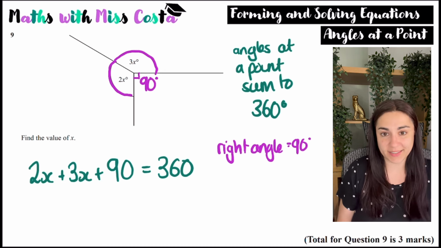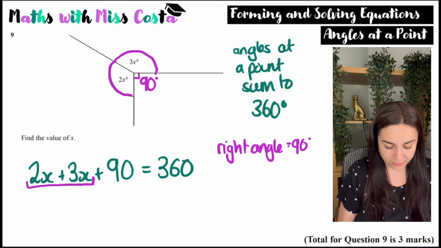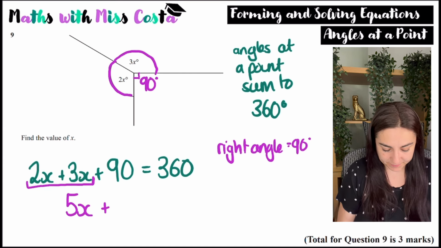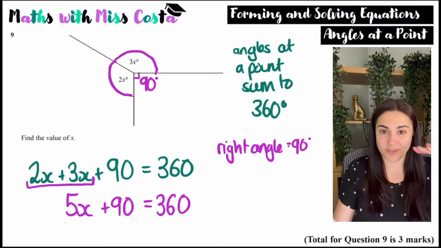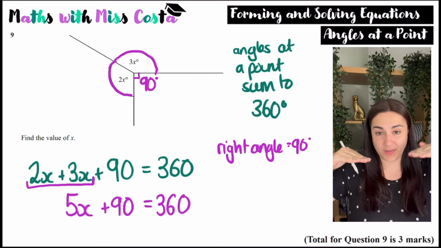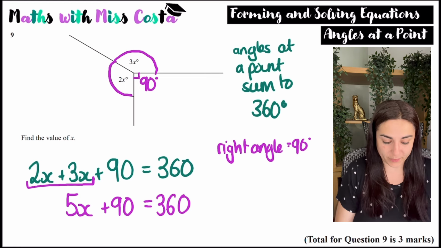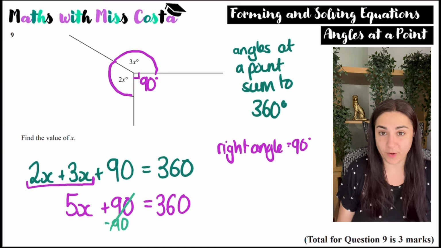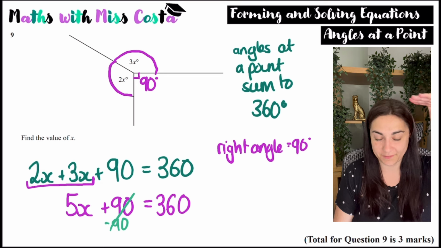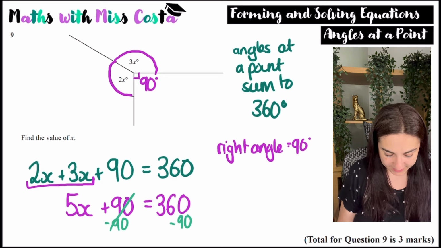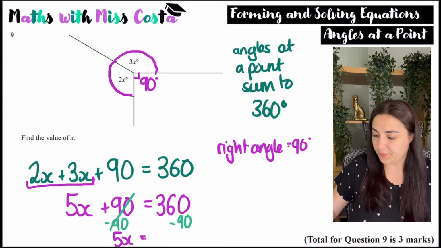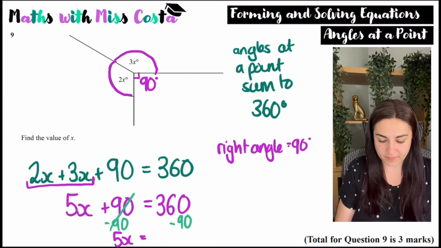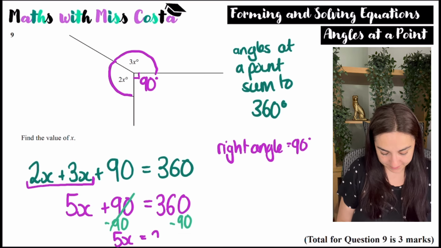Then what I could do is just simplify it a bit. So 2x plus 3x would simplify to give me 5x. So 5x plus 90 must equal 360. Then to solve an equation, to move anything from one side of the equation to the other, I do the inverse operation, the opposite. So how could I get rid of 90? Well, if I took away 90, that would cancel it out. But whatever I do to one side of the equation, I have to do to the other. So I take 90 from this side as well. And I'm left with 5x equals 360 take away 90 is 270.